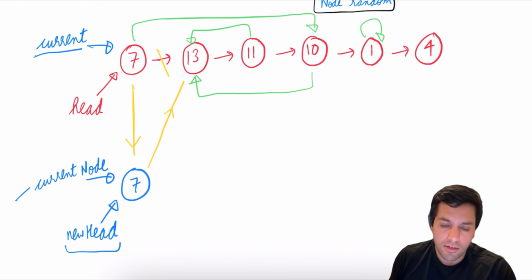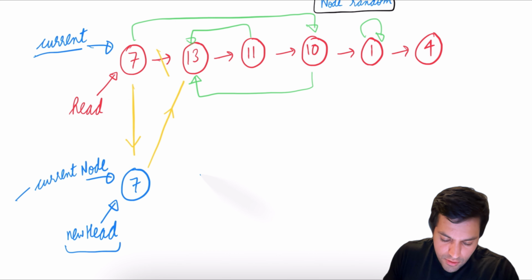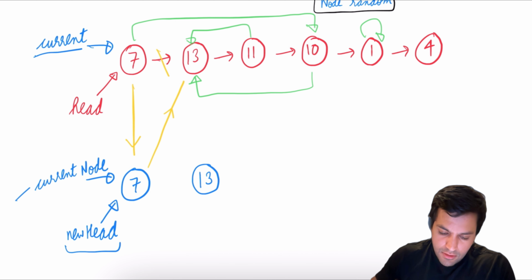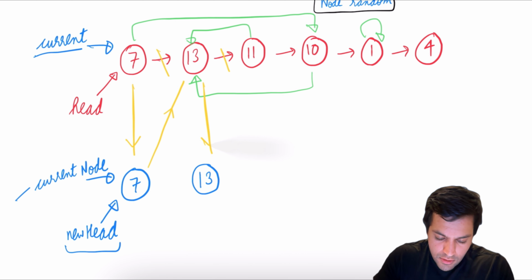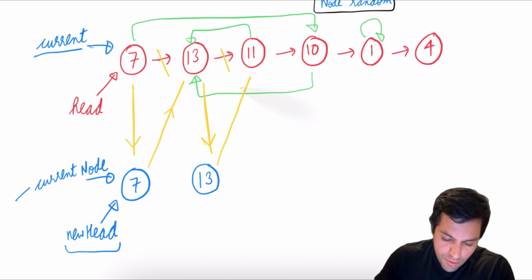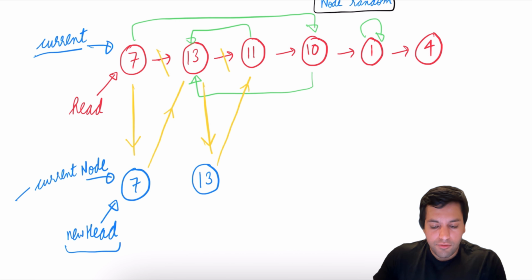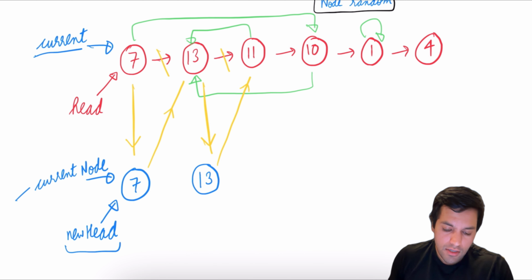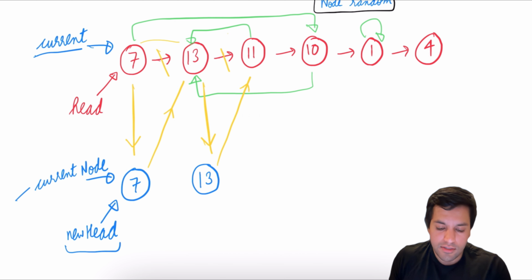Now we move to node 13. We create node 13 in our new linked list and we update 13.next to point to this new node 13, and the next pointer of the new node 13 is going to point to node 11, and so on. Basically, as we are creating the nodes in our new linked list, we are merging them into the original linked list. So the new node 7 comes in between node 7 and 13, and the new node 13 is going to come in between node 13 and 11.